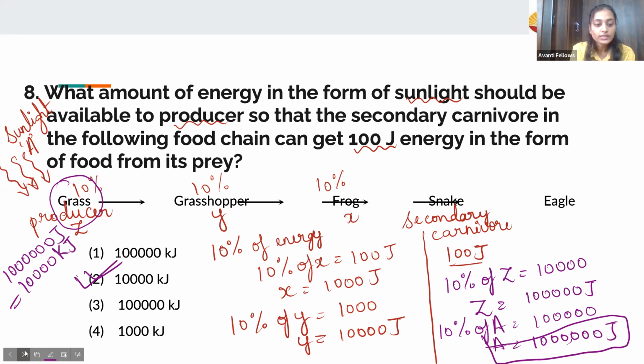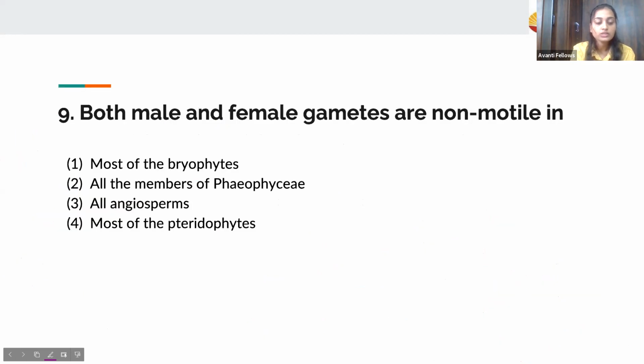So let's move on to the next question, question number 9, which says both male and female gametes are non-motile. They are telling us that both male and female gametes are non-motile in which of the following? Let's see the options. In most of the bryophytes, or all the members of Phylophytae, or all angiosperms, or most of the pteridophytes.